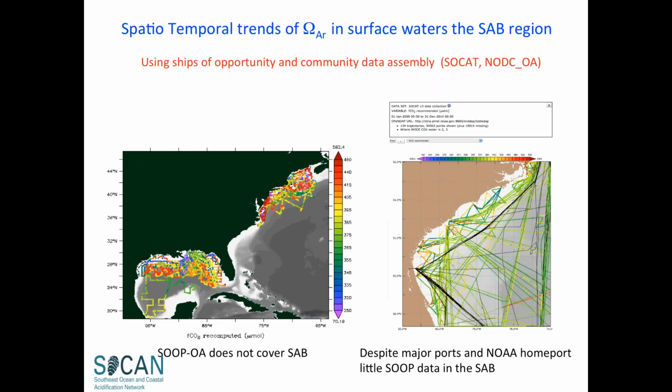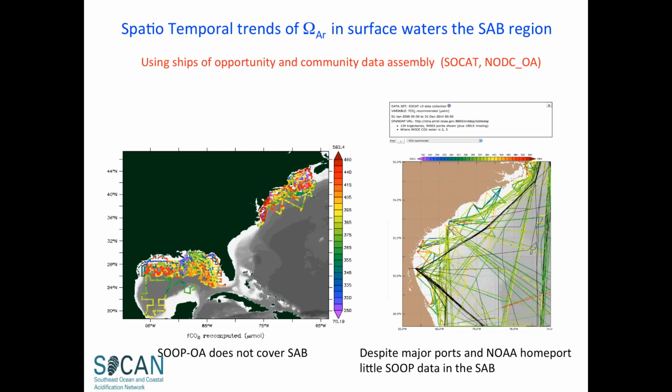And then on the right-hand side, what we're also doing is we have a community effort together where we are combining all surface water pCO2 data, which can be used for ocean acidification, in one global database, and this effort is called SOCAT. So the right-hand side shows the data that we have from ships of opportunity. Although it looks kind of impressive with all these lines, these are basically all the ship lines where we have pCO2 measurements.